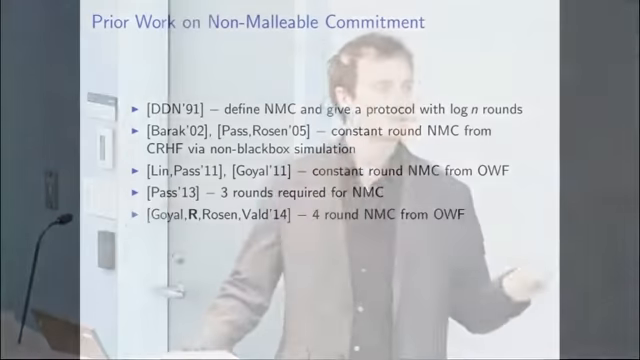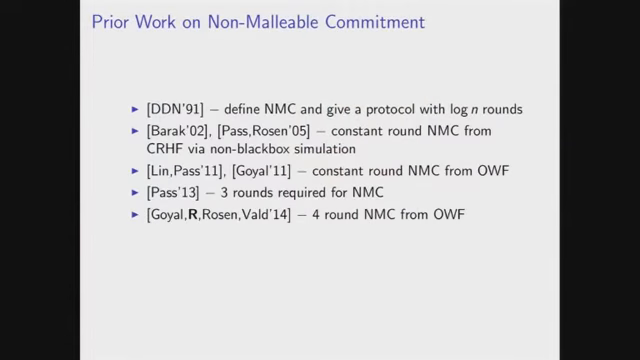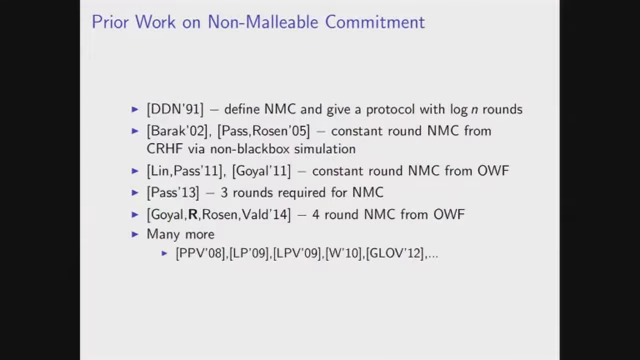Then a few years ago, in this work with Vipul and Alon Rosen and Margarita Wald, we show how to get 4-round non-malleable commitment from one-way functions. This is parallelizing everything as much as you can, and you have to do a bunch of work. I'll talk a bit about this because this will really be our starting point for the 3-round scheme. And there are many more works, by some people in this room also. This is a very well-studied area, with lots of really nice results, a rich history.